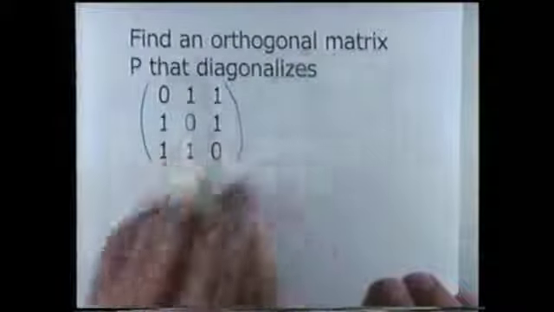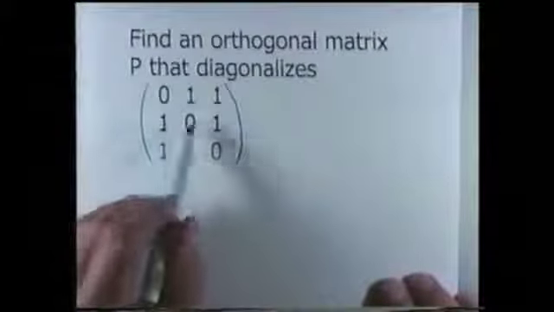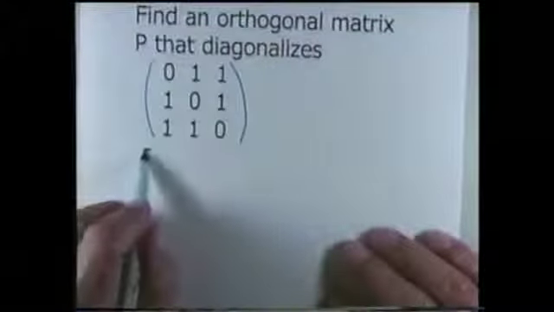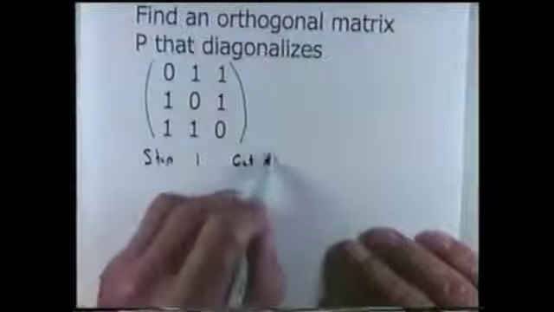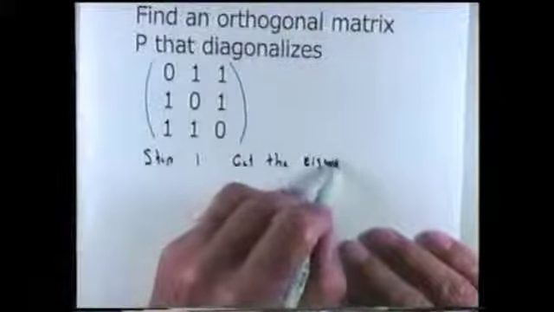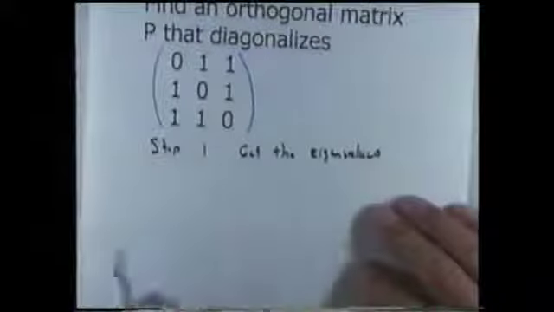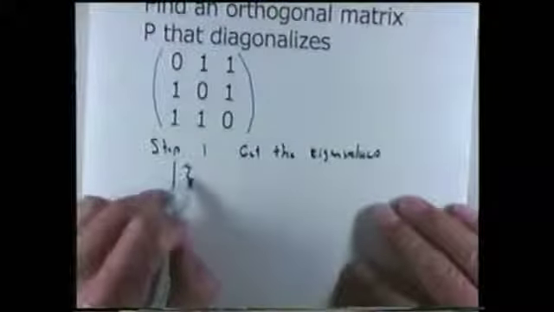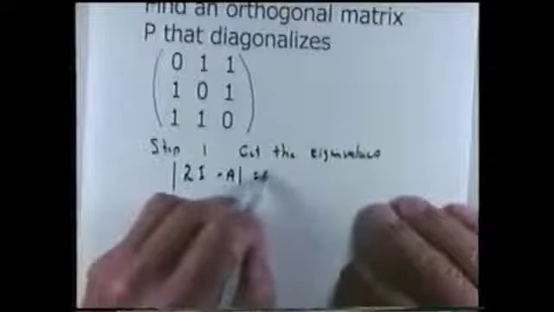Let's find an orthogonal matrix P that diagonalizes the matrix 0, 1, 1, 1, 0, 1, 1, 1, 0. Step 1 is to get the eigenvalues. To get the eigenvalues, I want to examine the characteristic equation, which is the determinant of lambda I minus A equal to 0.